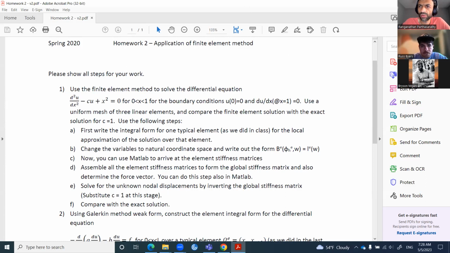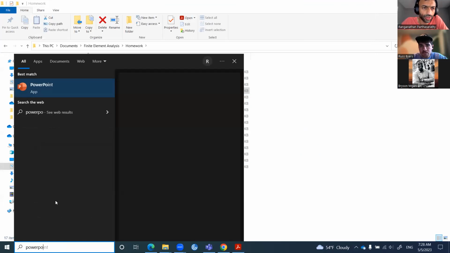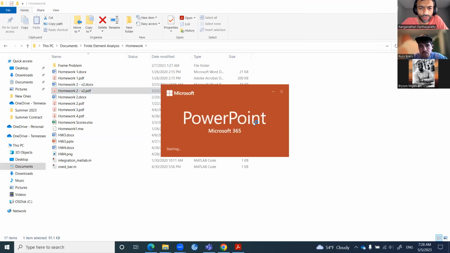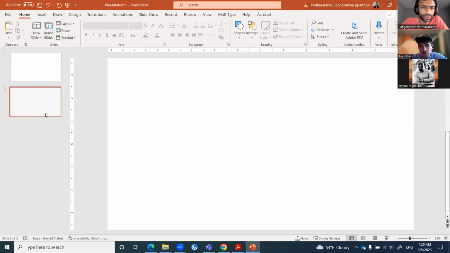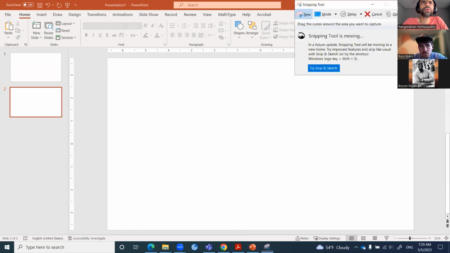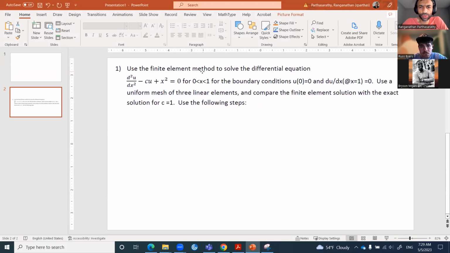We are looking at homework 2, and so this is our governing differential equation.